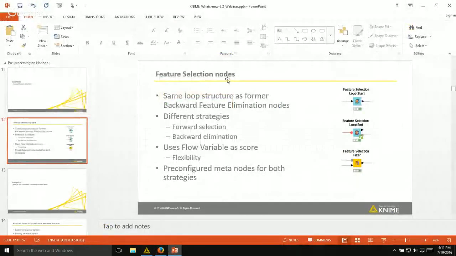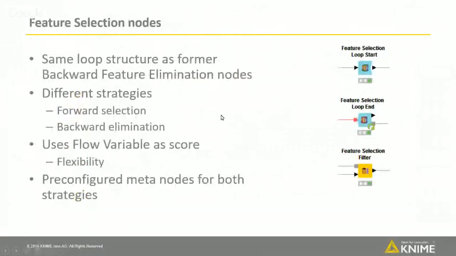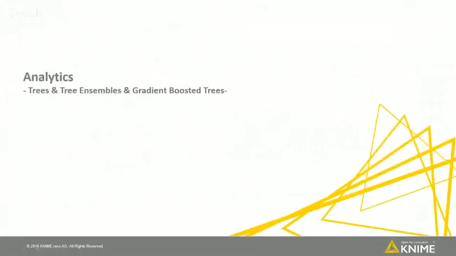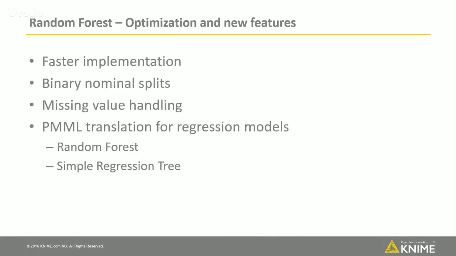And the next thing are enhancements to trees and tree ensembles, and the gradient boosted trees nodes that are new in KNIME. And first, we will talk about the optimizations for the random forest.